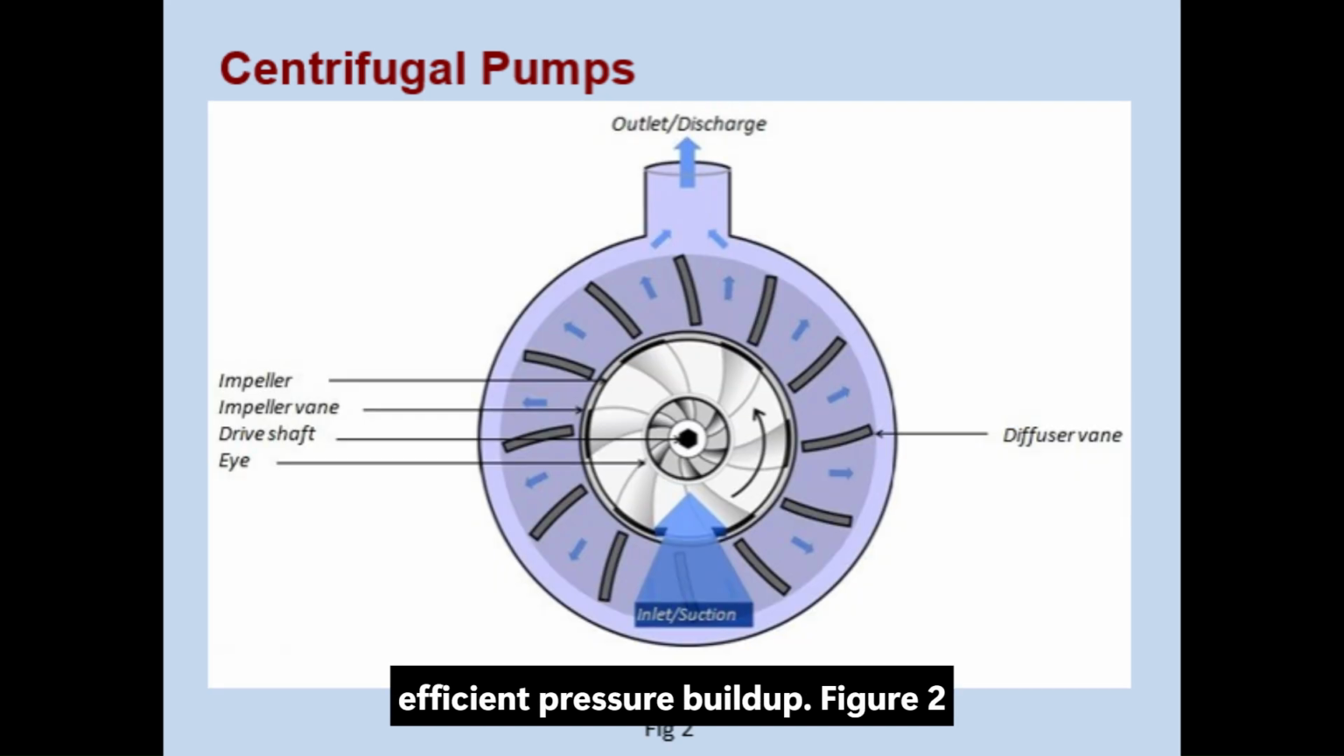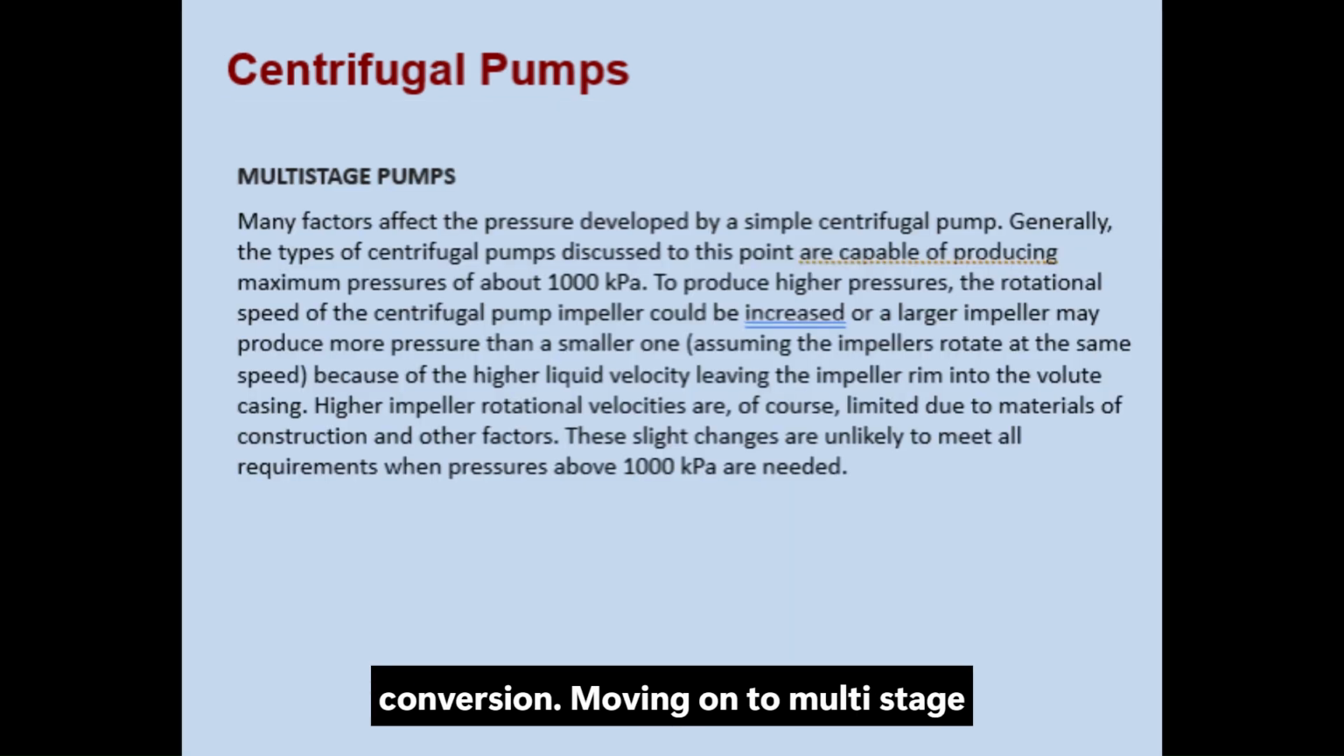Figure 2 provides a detailed view of the stationary diffuser ring arrangement. Observe the fixed vanes surrounding the impeller. The widening passages between these vanes act as small diffusers, gradually reducing the liquid velocity and increasing pressure in a controlled manner before the liquid enters the volute casing for further pressure conversion. Moving on to multistage pumps.